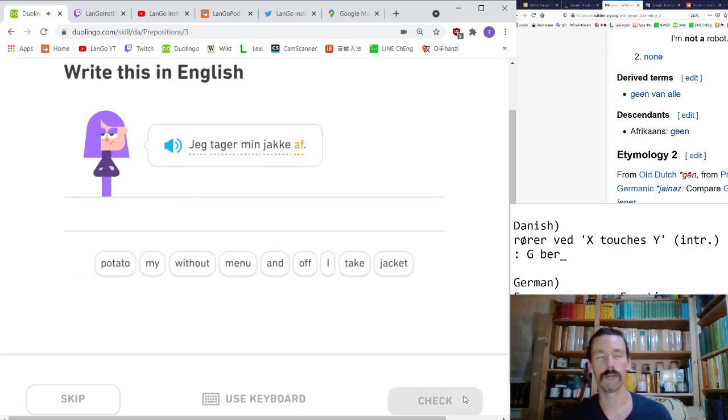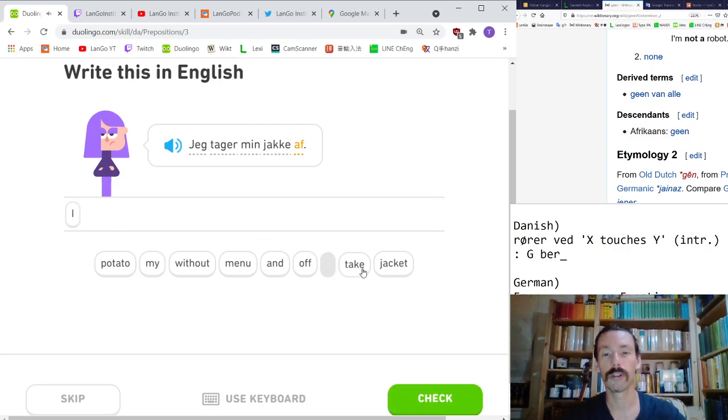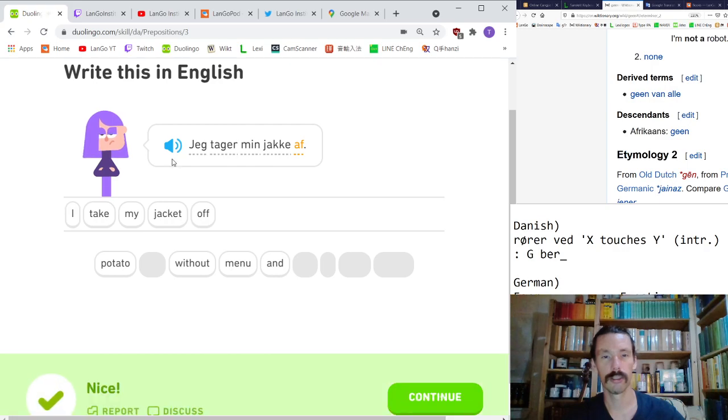Jeg tager min jakke af. Ta min jakke af. So this one mutates too, even though it's not, A. It is still dental. Okay. A. Jeg tager min jakke af. Min jakke af. I take my jacket off. I don't hear an F there anymore, but it's affected the sound of the A. Take min jakke. Jeg tager min jakke af. Min jakke af. A and off is a pretty cool sound correspondence.